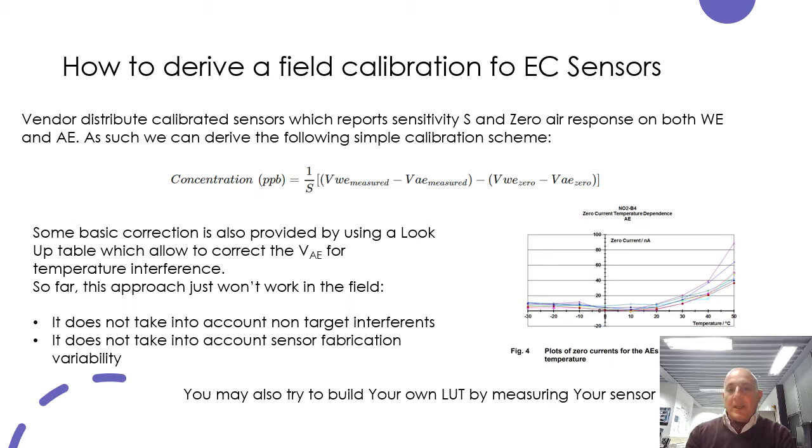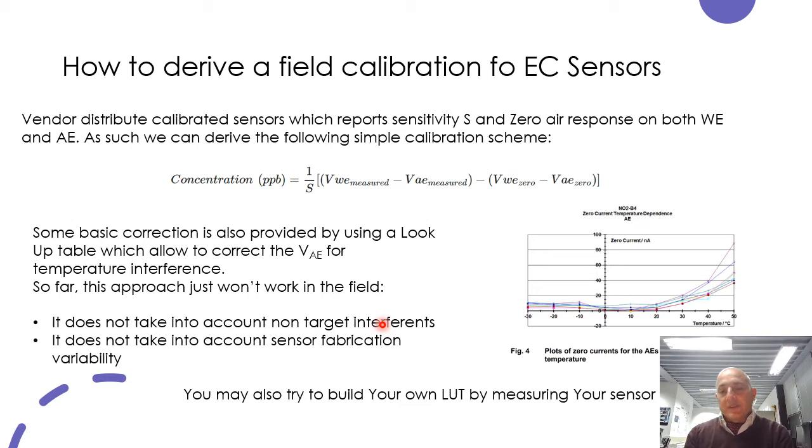in which we divide this quantity by the sensitivity. This quantity is actually the difference between the working electrode potential and the auxiliary electrode potential, further corrected by the bias response at the zero error of this quantity, so the difference between working electrode and auxiliary electrode potential. Some basic correction can also be provided using a lookup table, which allows correcting the auxiliary electrode potential for the working electrode for temperature interference too.